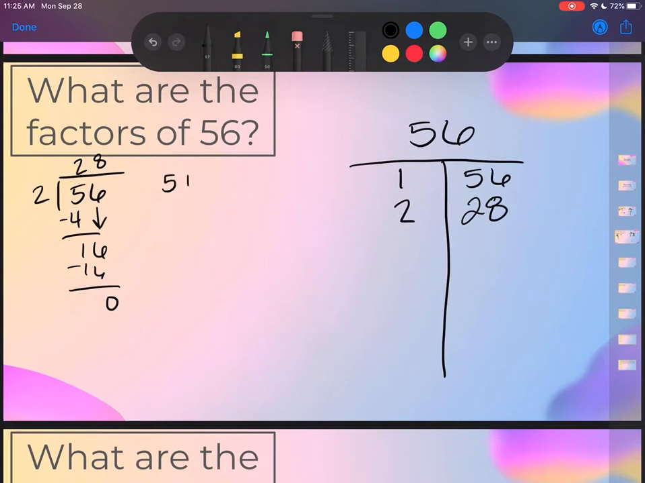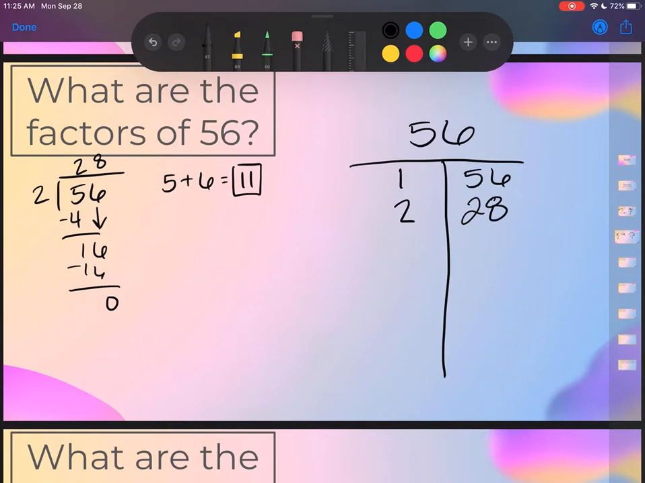So let's add up our digits. I've got 5 plus 6. Well, 5 plus 6 is 11. Is 11 a multiple of 3? Well, let's skip count. 3, 6, 9, 12. I don't run into 11. So 3 times something is not going to give me 56.